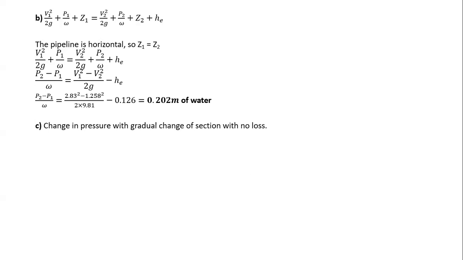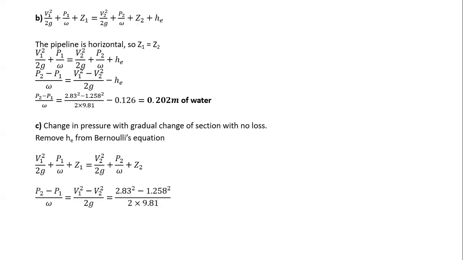Change in pressure with gradual change with no loss. So here, we rewrite Bernoulli's equation without including the loss of head. We rewrite that equation, but we don't put hE. And we go ahead and do the same calculation. So making P1 minus P2 over omega the subject, our answer is 0.328 meters of water.